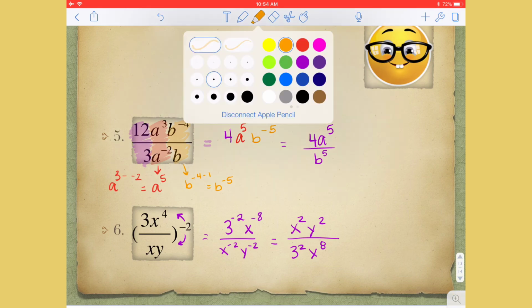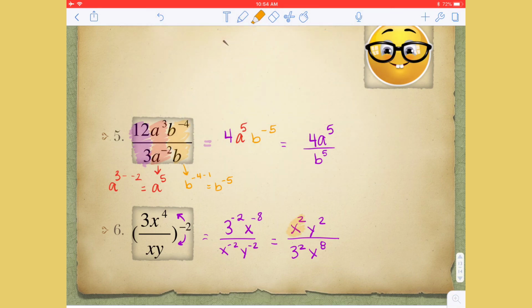And then because I do notice I have an x on top and I have an x on bottom, I can further simplify those, and that would give me x to the 2 minus 8, which is x to the negative 6. So when I rewrite this, I have x to the negative 6 y squared all over 3 squared. And I don't like that x on top, so my final answer would be y squared over 3 squared x to the positive 6th on the bottom.